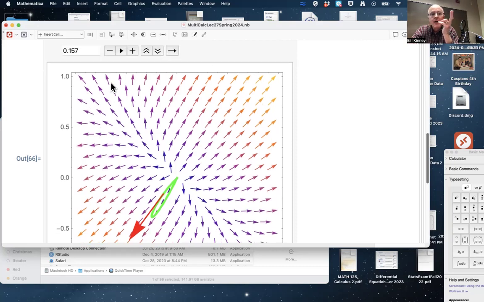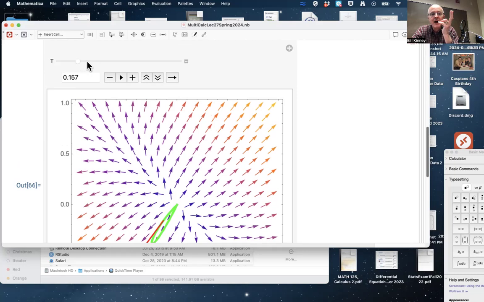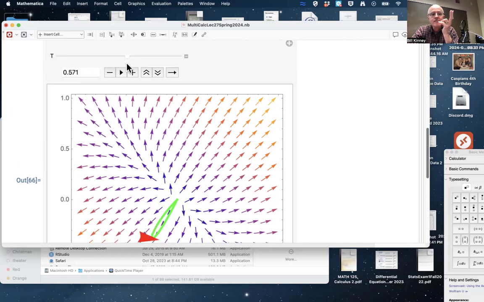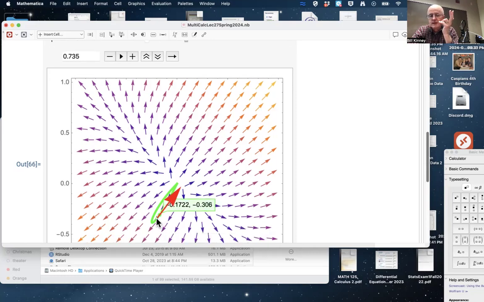However, once you get past time 0.5, now the vectors are pointing in the opposite direction. R prime, that's the red vector, is pointing in the opposite direction approximately with capital F, vectors in the vector field, leading to dot products that are negative.